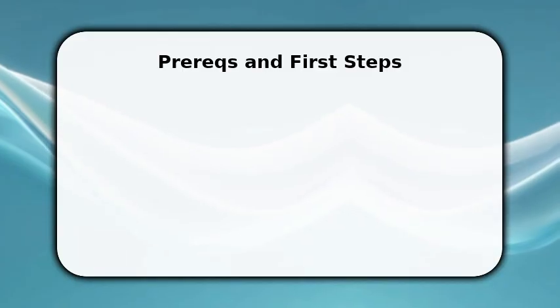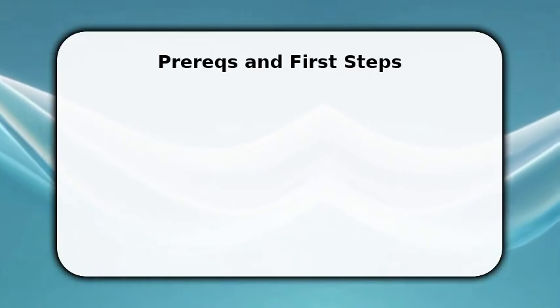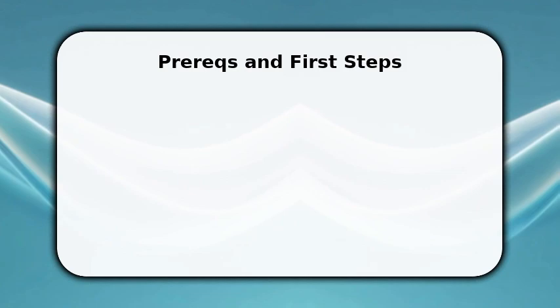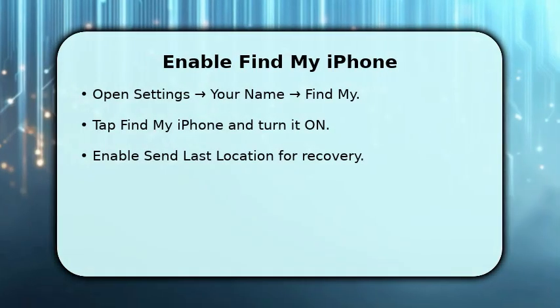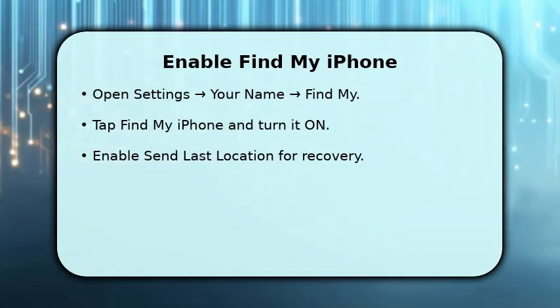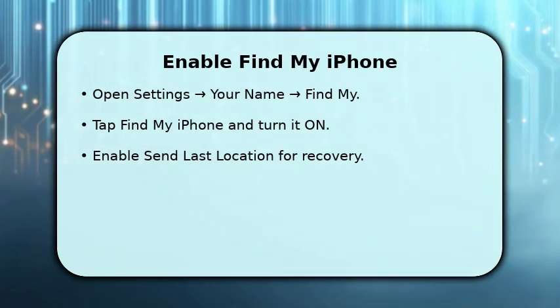Now open Settings and tap your name to continue. This puts you directly where activation lock is controlled. You now enable Find My iPhone, which activates activation lock. This is the core protection.